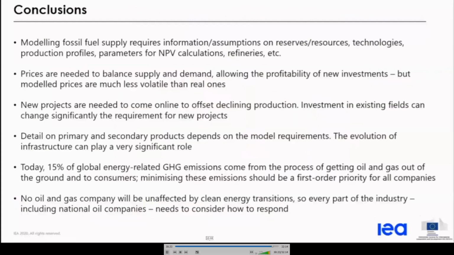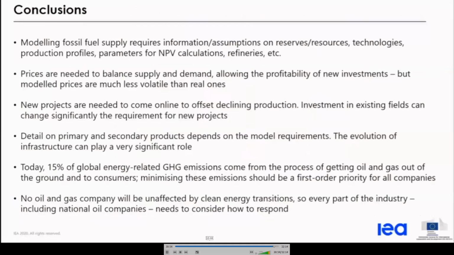Overall, as we step towards the end of this module, we're going to leave you with the following conclusions. First, modeling fossil fuel supply requires information and assumptions on reserves and resources, technologies, production profiles, costs, tax regimes, many of the parameters for the NPV calculations, and including refinery, in order to assess a full supply model.